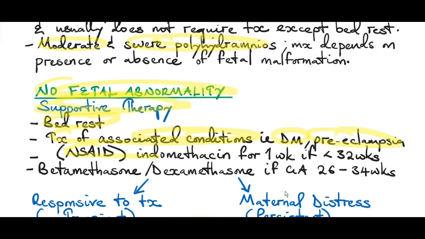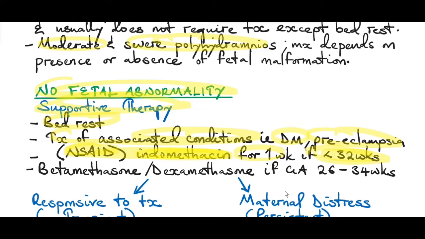You can also give indomethacin. Indomethacin is an NSAID. It reduces prostaglandin synthesis. So it works by decreasing amniotic fluid production because it reduces fetal urine output. So you give indomethacin for 1 week if the gestation age is less than 32 weeks. Because if you give it at more than 32 weeks, it can actually cause premature closure of the ductus arteriosus. So the other benefit of indomethacin is that it's a tocolytic.